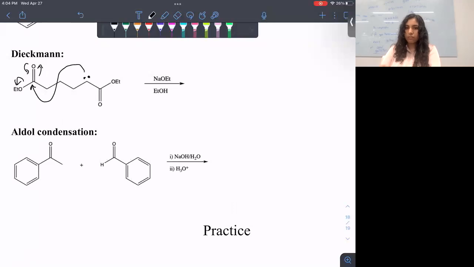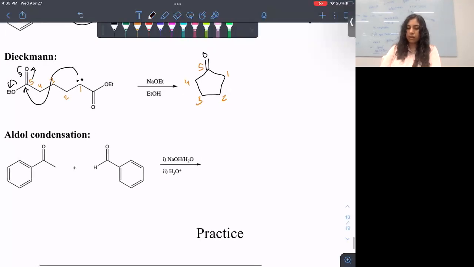And then to find the ring, I like to count from the lone pair to the carbonyl. So it's 1. So it's going to be a 5-membered ring. So I'm going to draw a pentagon. And then let's say this was carbon 1. On carbon 5, I now have a ketone because the OEt left and the new carbon-carbon bond was made. And then on carbon 1, I know I have this ester sticking out of it.